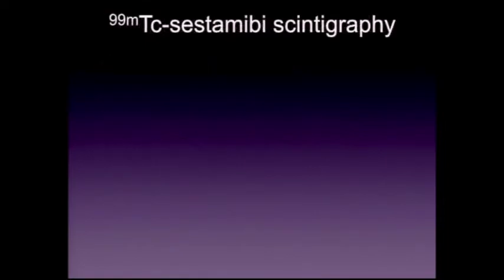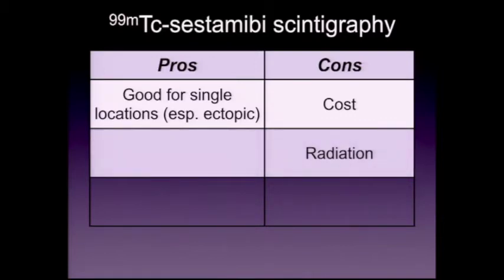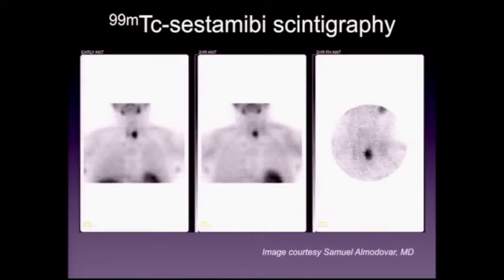Starting off with sestamibi scintigraphy, like all imaging modalities, there are pros and cons. For example, as a pro, this technique is good for single locations, especially ectopic glands that are beyond the range of the ultrasound transducer. A con is that it's relatively expensive. As well, there's some radiation involved, and as a corollary to what I said as the first pro, it's not really as good for multiple glands. Here's an example of a positive study provided by one of my colleagues at UAB showing a hot area on the left side, which represents a parathyroid adenoma.